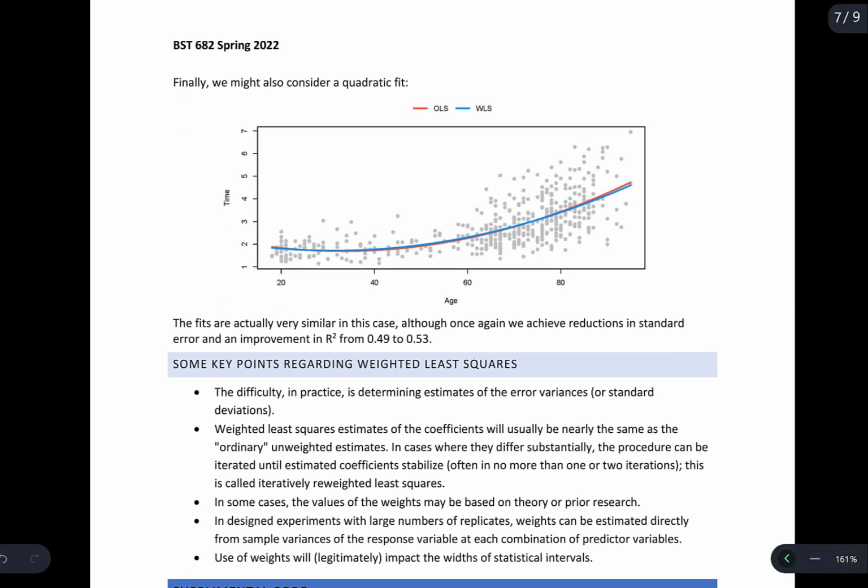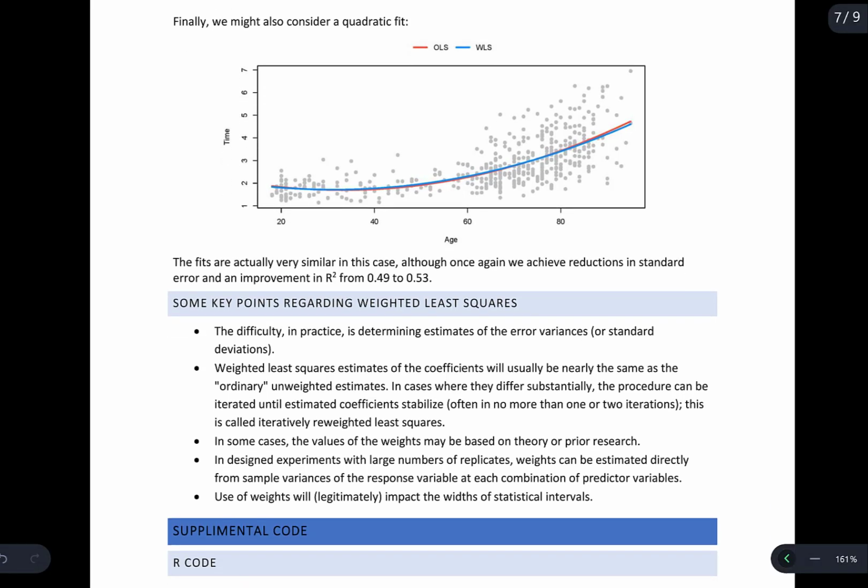And then finally, another thing that we could do is consider a quadratic fit. We can use ordinary least squares or weighted least squares, same here. And you'll see here the fits are actually very similar in this case, although once again we are going to achieve a reduction in standard error and improvement in r squared.